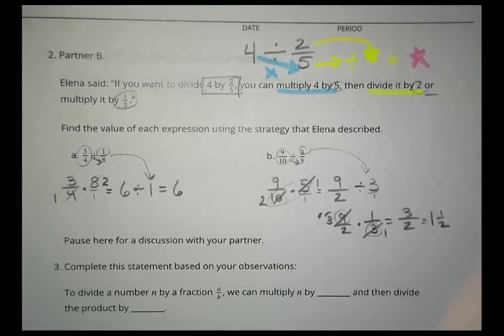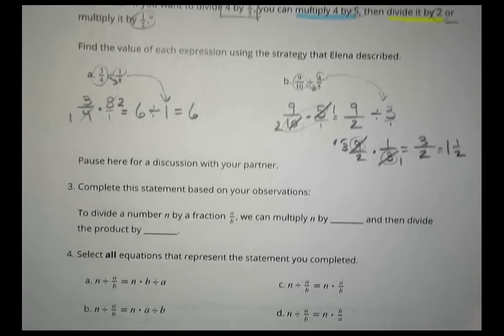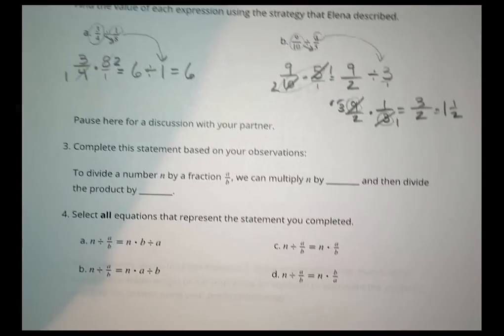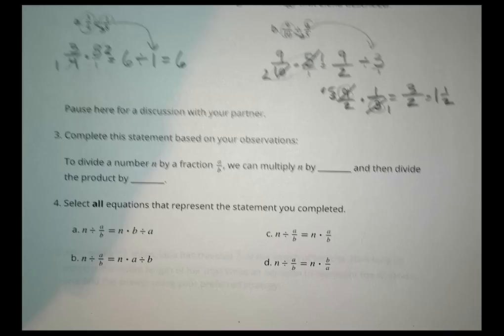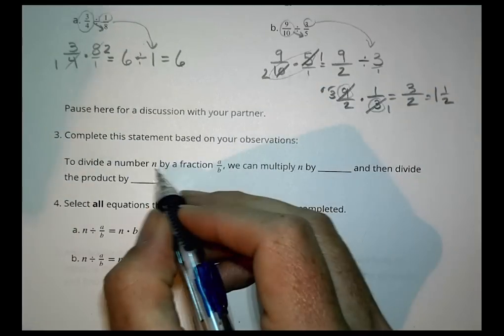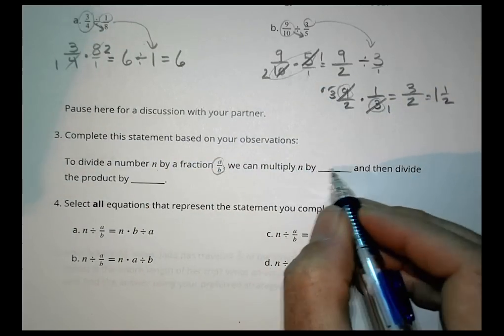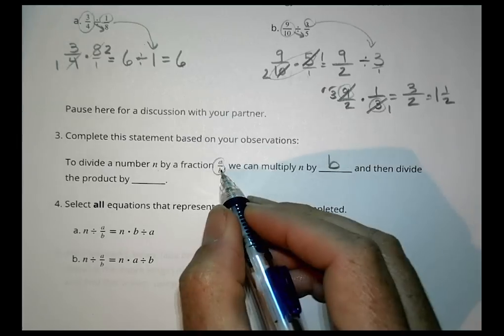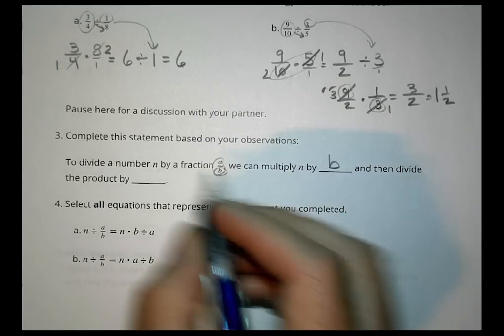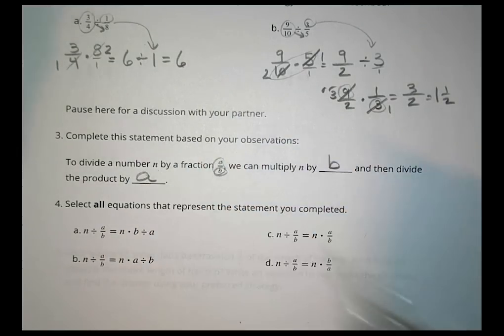So, we're going to have a little discussion with your partner if you haven't done that already. Talk about what you're noticing there, what you're seeing, and then we complete the statement. To divide a number n by fraction a/b, we can multiply n by b, that's the denominator, and then divide the product by a, the numerator.